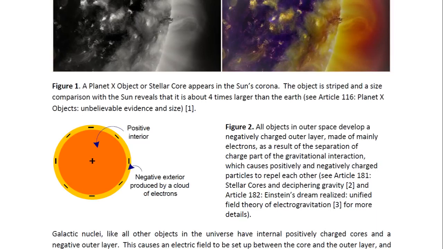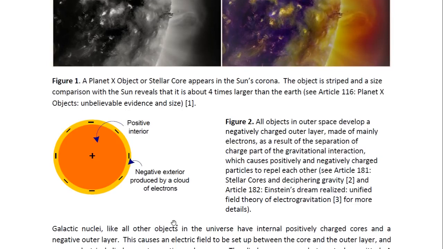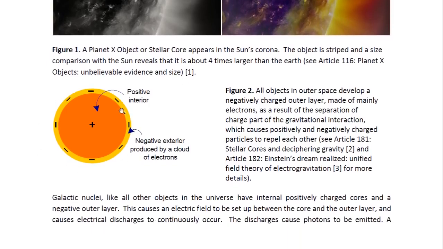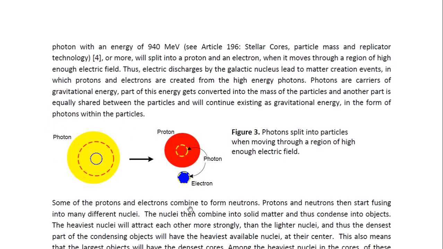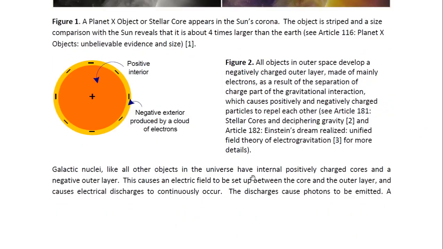And gravity has two parts to it, so it's similar to the electrostatic interaction. It has an attractive and a repulsive part to it. And the repulsive part causes all objects in the universe to have a positive interior and a negative exterior. And so this is the area in the sun, which will be called the sun's corona, where electrons predominate. So galactic nuclei, like all other objects in the universe, have internal positively charged cores and a negative outer layer.